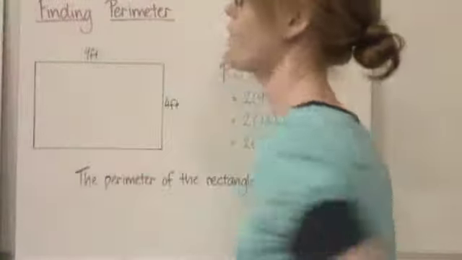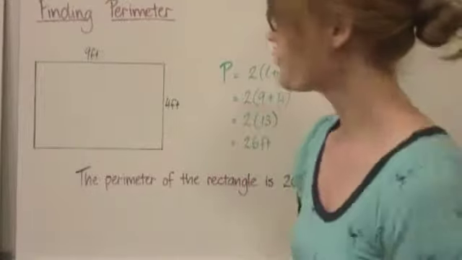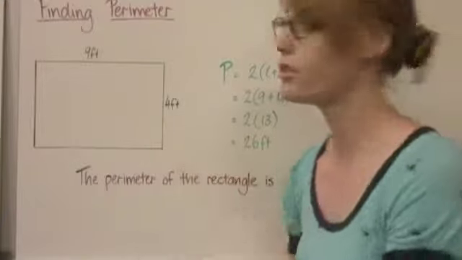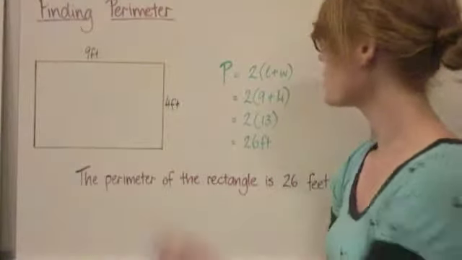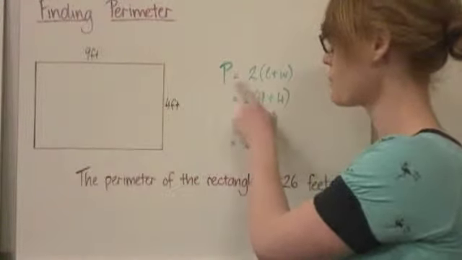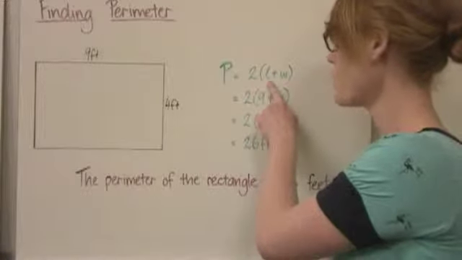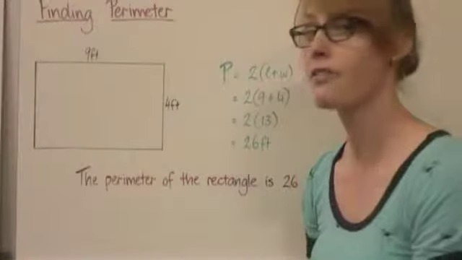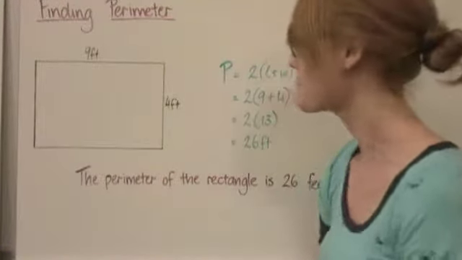So let's have a go at finding the perimeter of a rectangle. Here we have a rectangle that is 9 feet long by 4 feet wide. So I'm going to use this formula, perimeter equals 2 multiplied by length plus width in parentheses. That's the one that I favor. I think it takes the shortest amount of time.